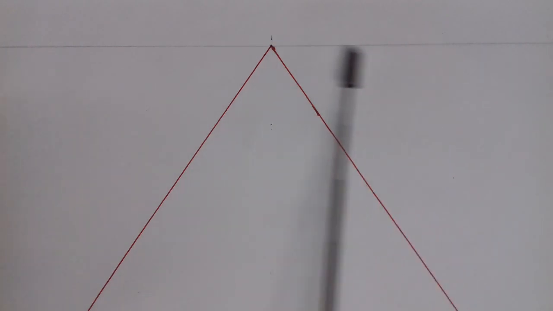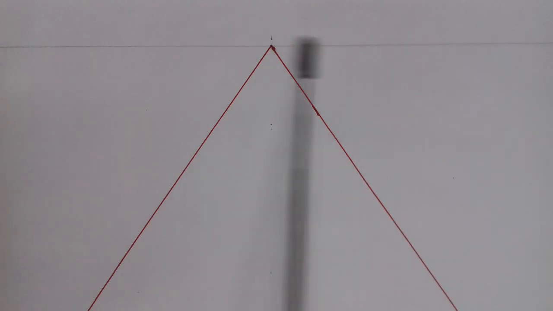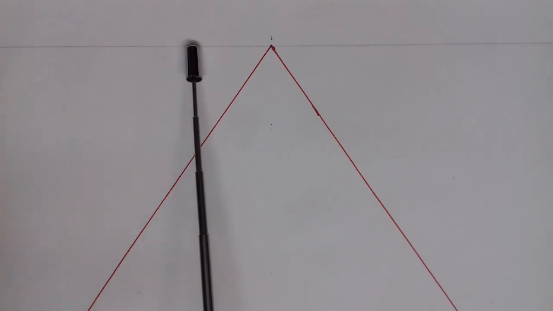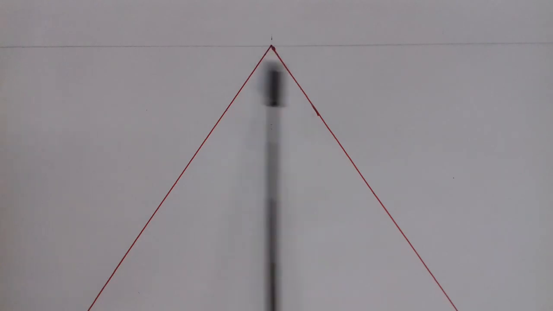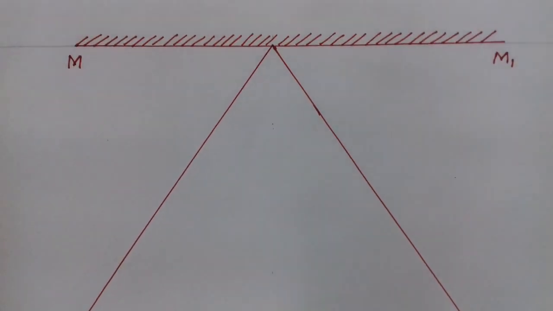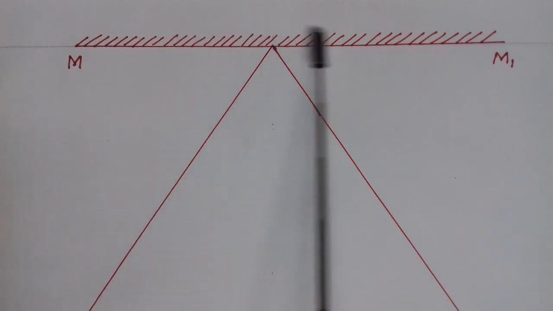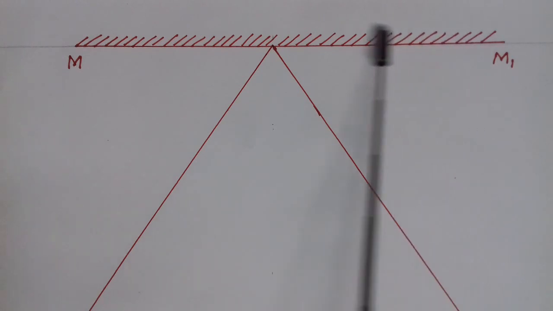This line shows the presence of the mirror. There it was the mirror. This is the edge of the mirror we have drawn that time. I had to remove the mirror to complete the further drawing. This is the position of the mirror, M1. This is the reflecting surface, a plane surface, and this is the back side. I have shown it by drawing so many slanted lines, and this is how a mirror is drawn.